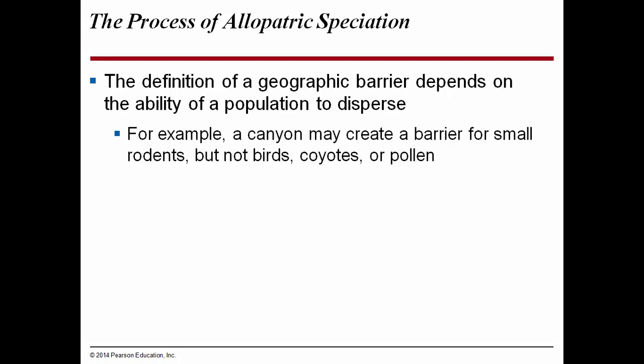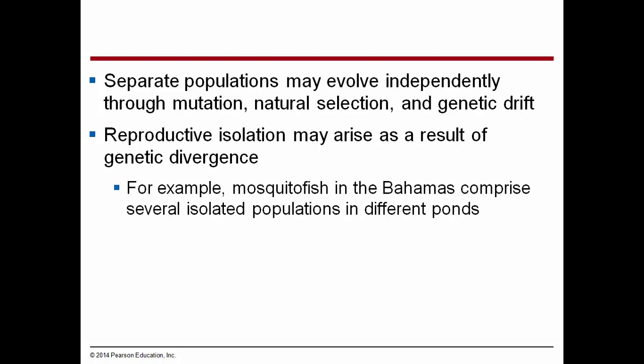The definition of a geographic barrier depends on the ability of the population to disperse. For example, a canyon may create a barrier for small rodents, but not for birds or coyotes or pollen. Separate populations may evolve independently through mutation, natural selection, and genetic drift. Reproductive isolation may arise as a result of genetic divergence.